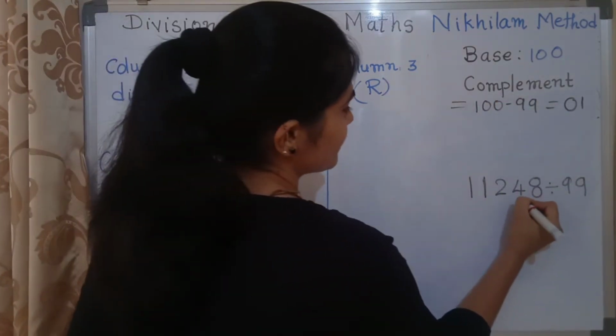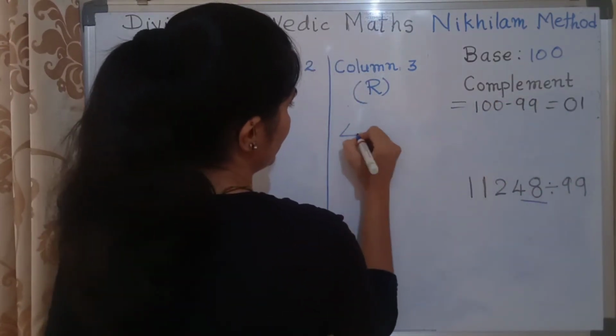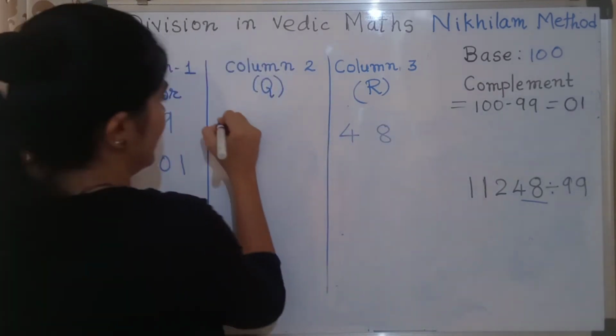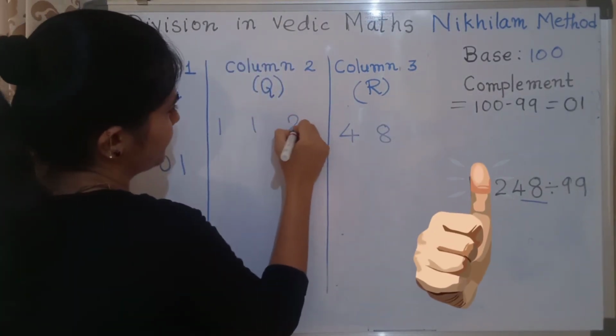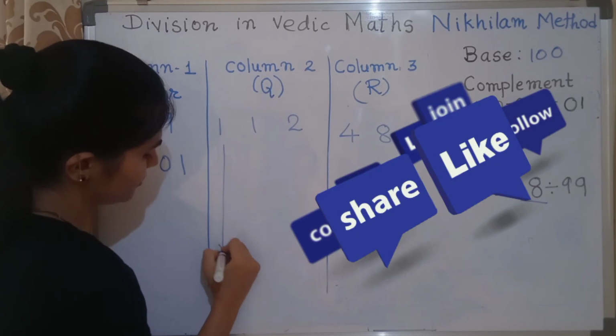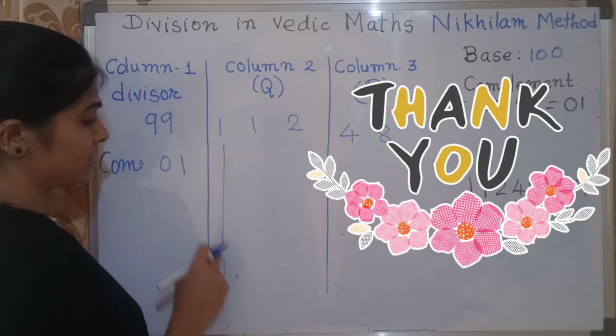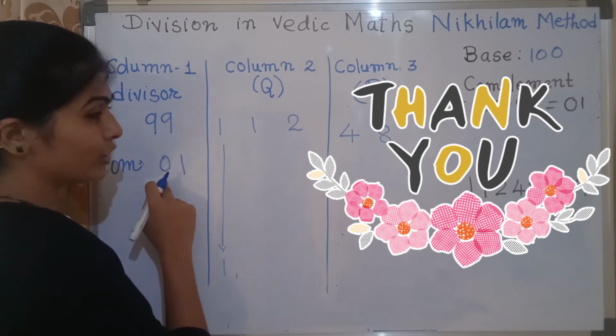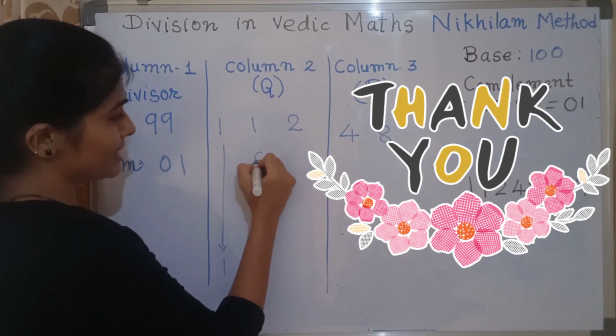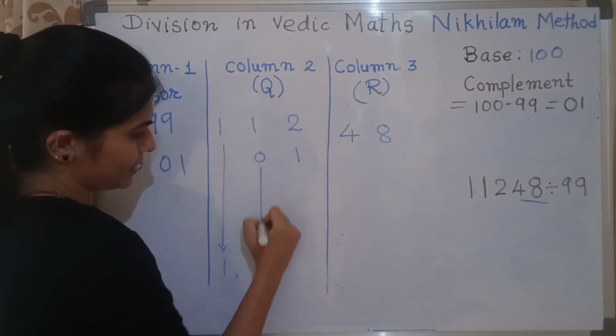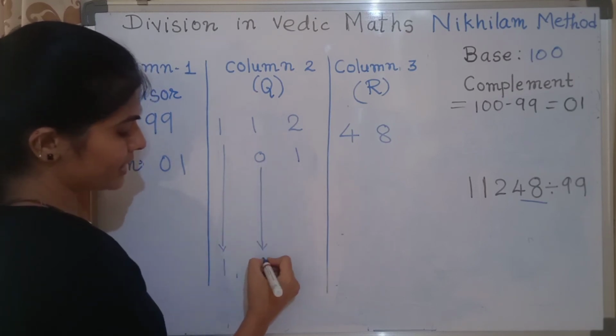Now as base is 100, I should write 48 over here and 112 here. Now first step is, I should bring this one down. Then 1 should be multiplied with this 1. 1 ones are 1, but don't forget to multiply with 0 as well. So answer is 0, 1, right? Now next is 0 plus 1 is 1.